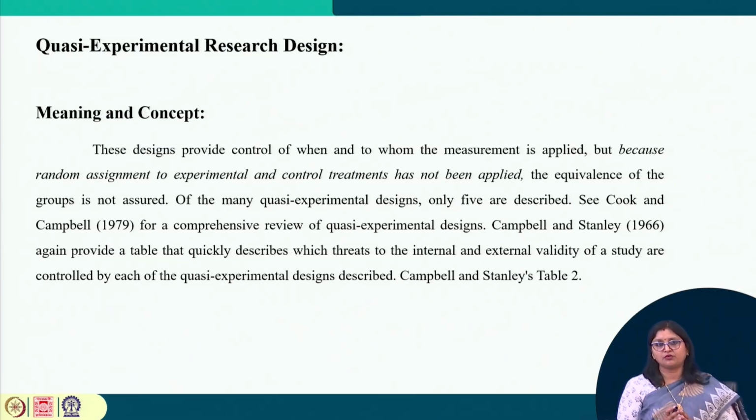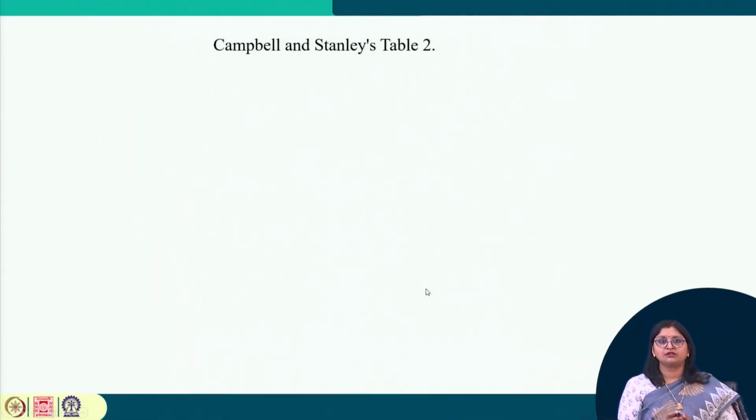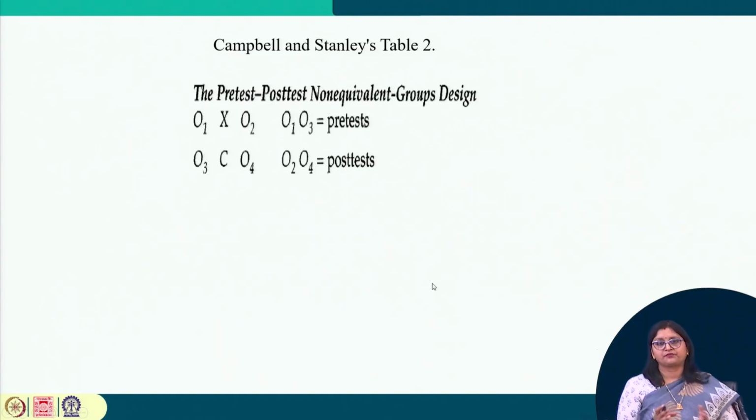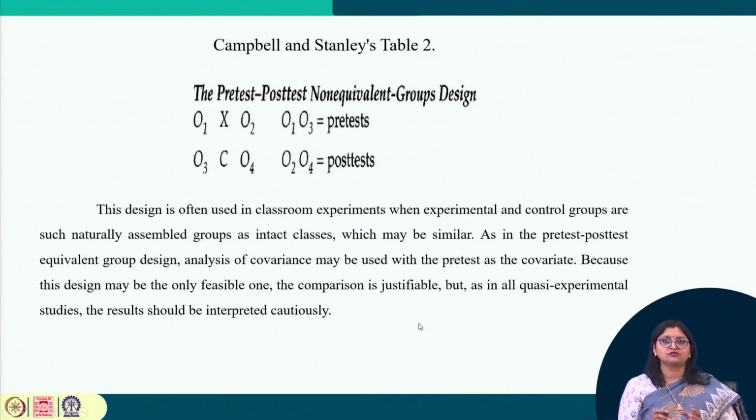See the Cook and Campbell book, and you can find the comprehensive review of quasi-experimental designs they have provided. Campbell and Stanley 1966 again provided a table that quickly describes which threats to the internal and external validity of a study are controlled by each of the quasi-experimental designs described, and Campbell and Stanley's table 2 is also utilized for this lecture.